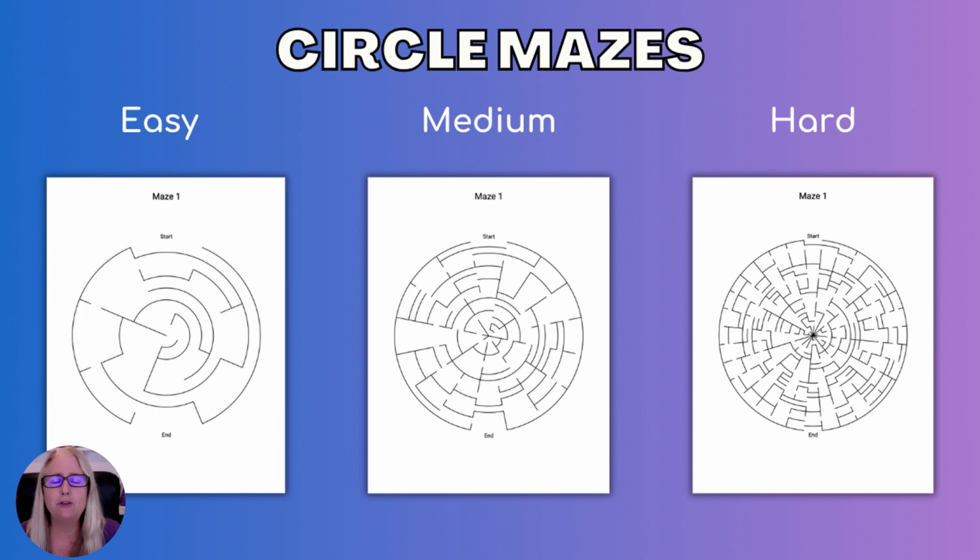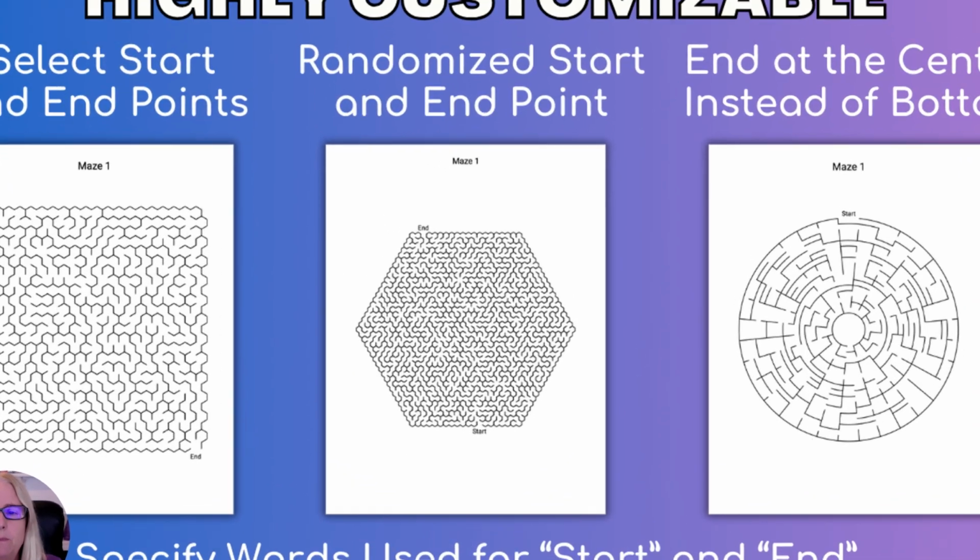Lastly, you can create circle-shaped mazes. You can select between easy, medium, and hard for this maze type. You can set the maze radius for these mazes with values ranging between 5 and 40.